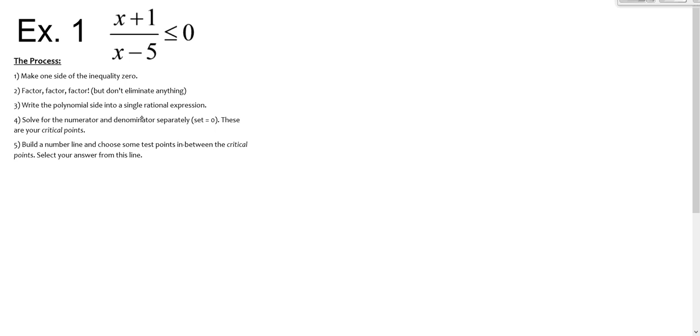So we can start working on step number 4, where we're going to solve for the numerator and denominator separately. I'm going to try and color code it. I'll do the solution for the numerator in red, and the denominator in this green color. We're going to take just x plus 1 and set that equal to 0. So x plus 1 will equal 0 when x equals negative 1. That's our first critical point. The denominator here is x minus 5, so x minus 5 will equal 0 when x equals positive 5. Those are our two critical points.